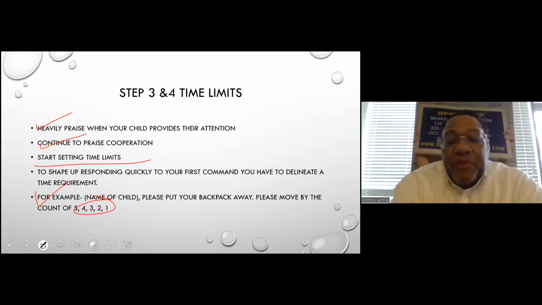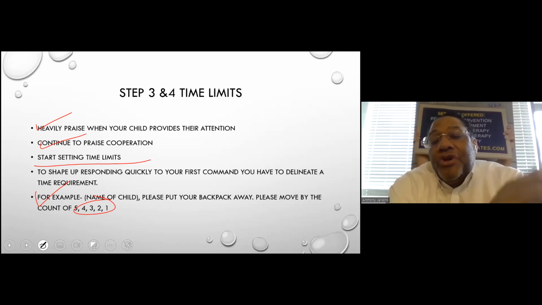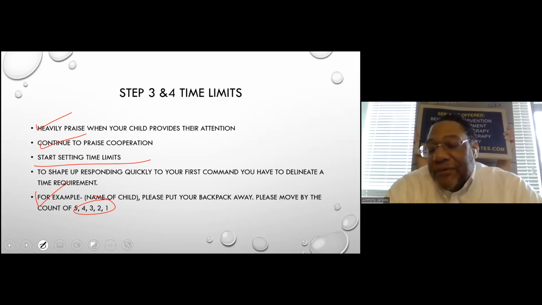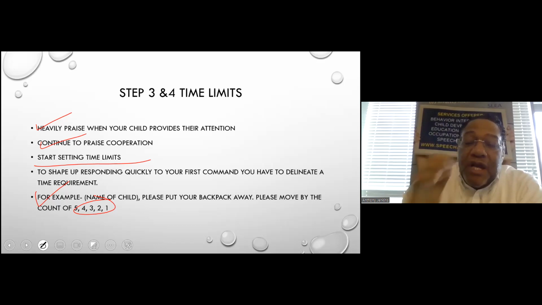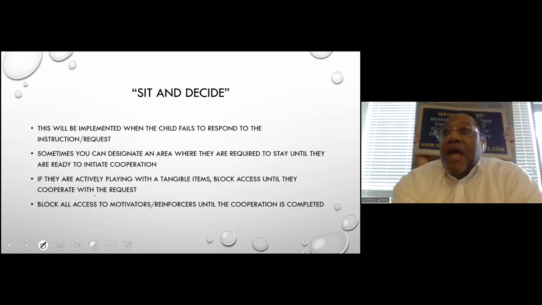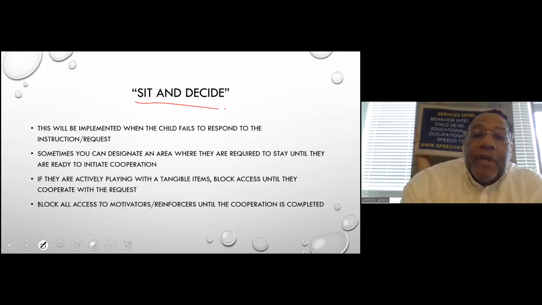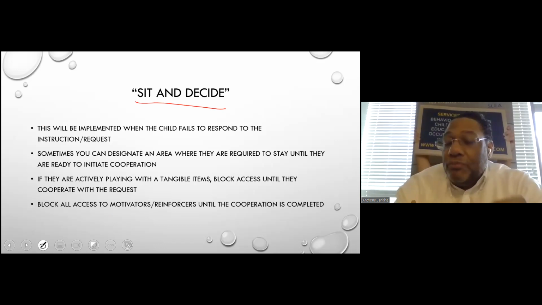Now, I like using that sequence because I can stretch that out as long as I want to. Or like, hey, I'm going to need you to turn the TV off. In 5, I can wait like 6 seconds. 4, but they just know when we get to 1, they're going to be required to engage or initiate the action. But you want to definitely start setting those time limits, because if they don't cooperate, you want to have structure. And when they don't cooperate, next step is what's called sit and decide, where the kid gets to sit until they're ready to cooperate with your instruction.